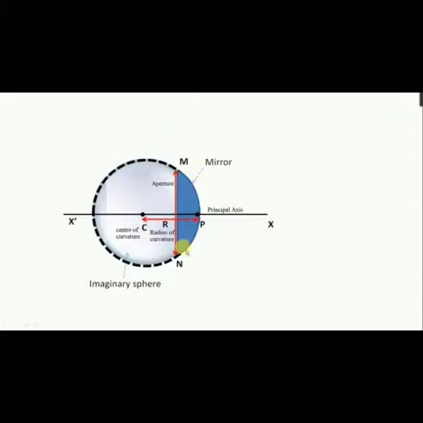These are the parts of a spherical mirror. So this is the mirror and this is the imaginary sphere. We have the center of curvature, we have the pole out here, and this line is the principal axis.